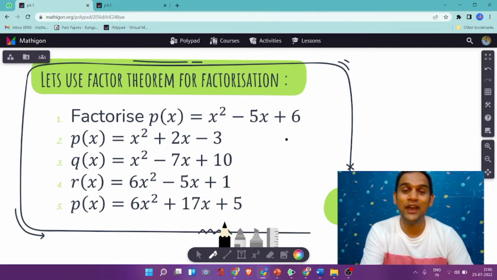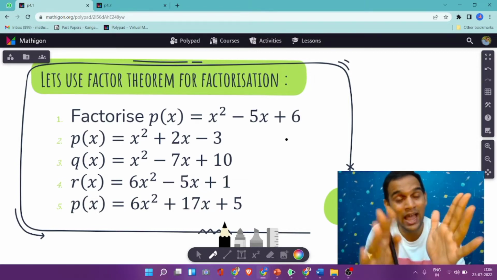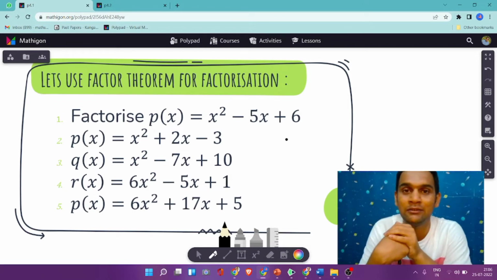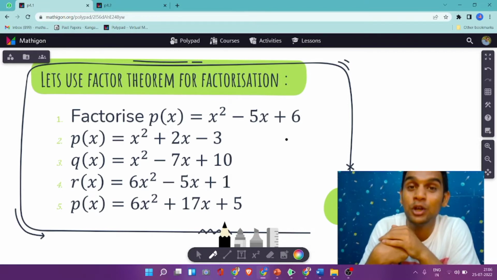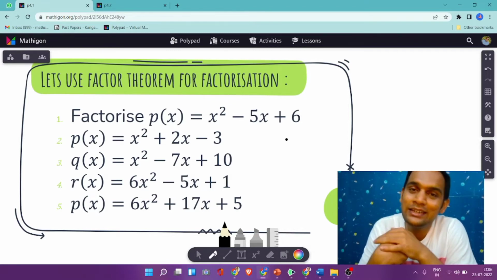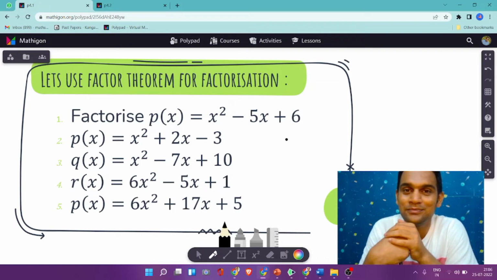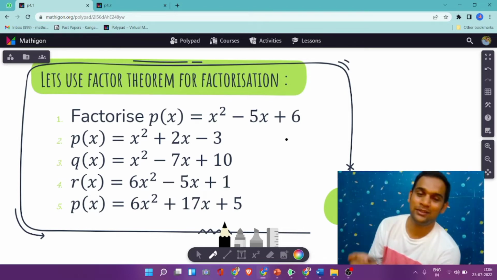So let's use the factor theorem for factorization. What is the meaning of factorization? We have a polynomial given. We have to find its linear factors. What do we mean by linear factors? Linear factors are nothing but if you find the zeros of that factor, it will give you the remainder 0. Yes or no? That is why we need to understand these questions.